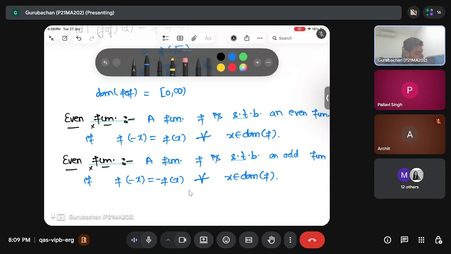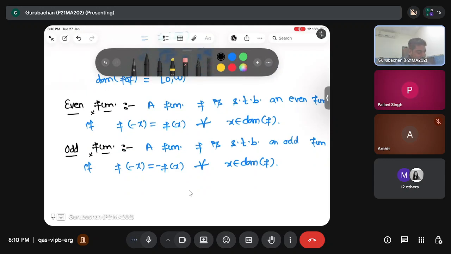When it will give you minus of f(x). Any doubt in the definition?